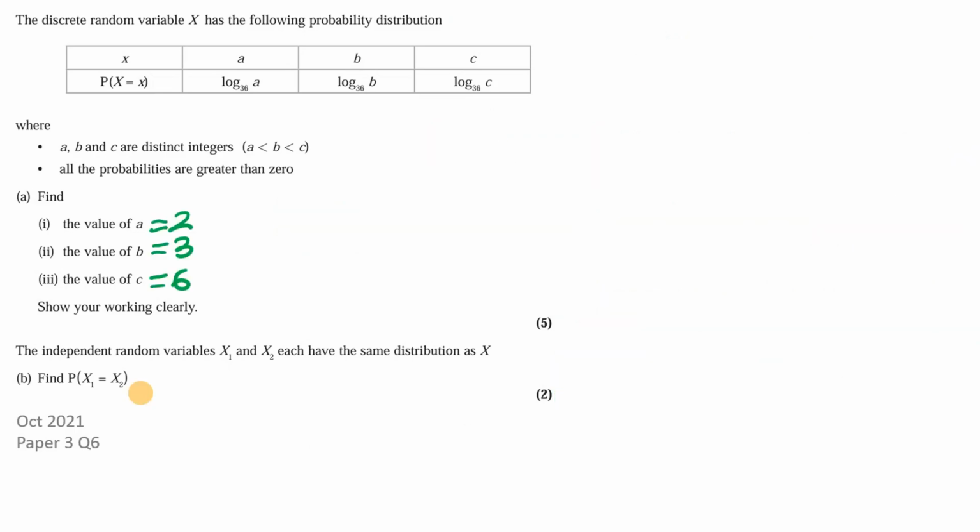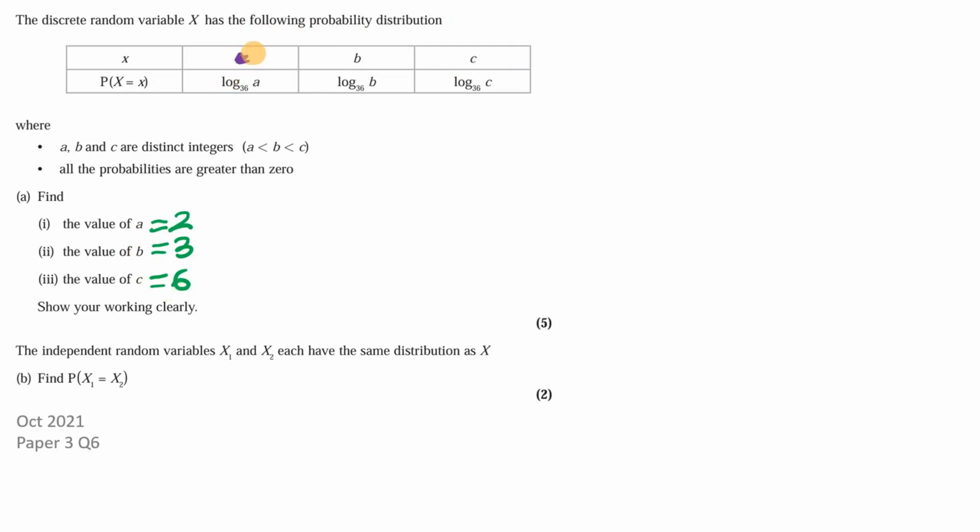Okay, so the question goes on and it says the independent random variables x1 and x2 each have the same distribution as x, and for part B we need to find the probability that x1 is equal to x2 for 2 marks. So this is similar to the example we talked about before, where x1 and x2 have the same distribution as this up here. Now we know what a, b, and c are, so we can plug the values in.